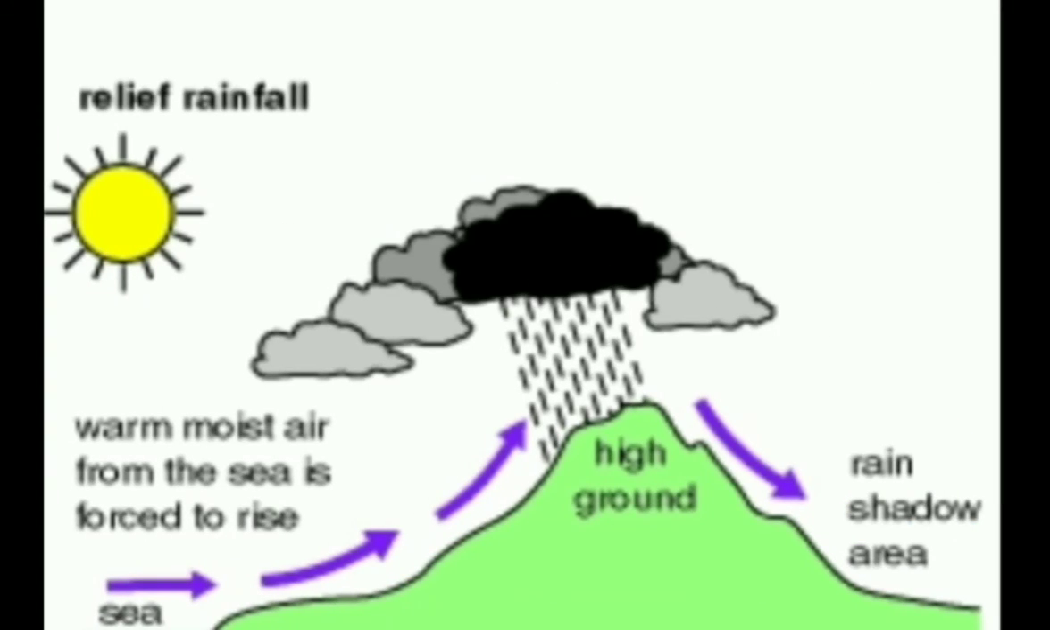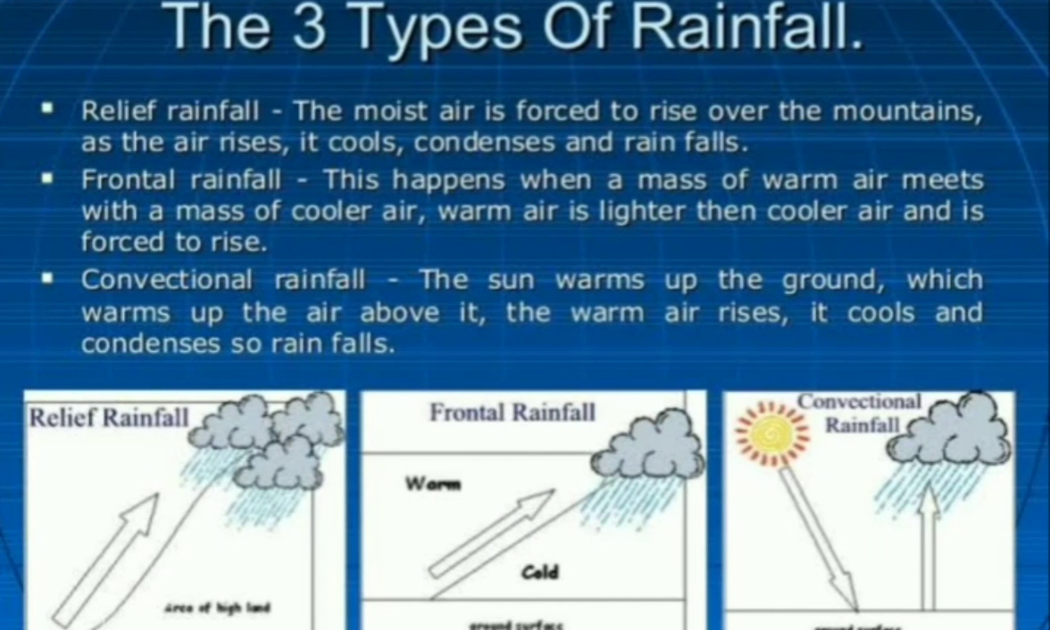You can see the three different types of rainfall. I hope all of these are clear: frontal rainfall, relief rainfall, convectional rainfall. Let's revise once again. The first one is relief rainfall. The moist air is forced to rise over the mountain. As the air rises, it cools, condenses and rainfall occurs, which you can see inside this diagram.